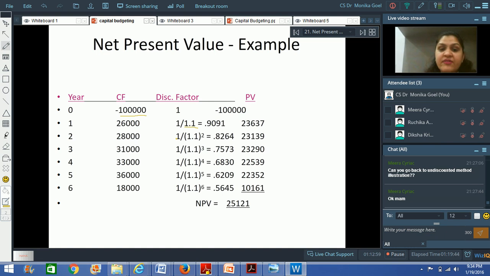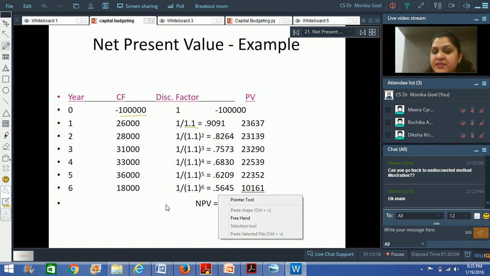So you will discount these cash flows. So how do you discount? You multiply this amount with the discounting factor, right? So 1 divided by 1.1 is equal to 0.9091. So you multiply 26,000 with 0.9091. So you get 23,637. Next year 28,000 multiplied by 1 divided by 1.1 raised to power 2. So you multiply it with 0.8264. You get a figure of 23,139.